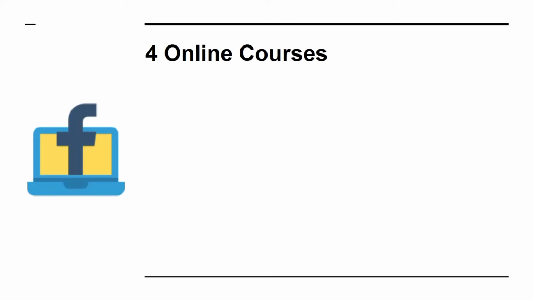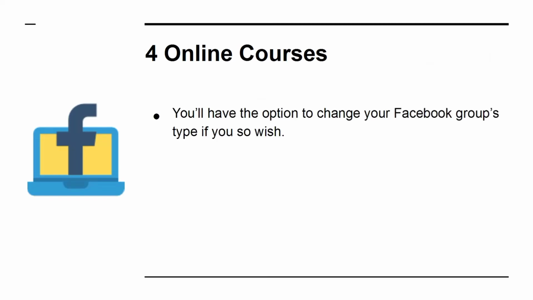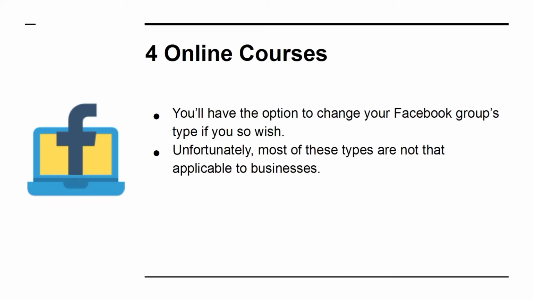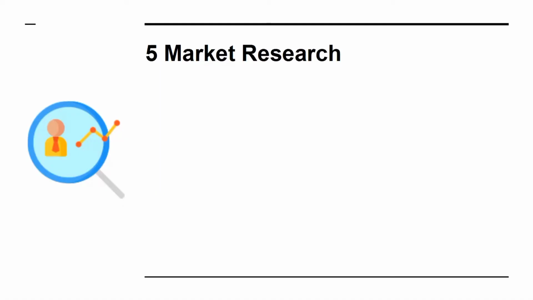4. Online courses. You'll have the option to change your Facebook group's type if you so wish. Unfortunately, most of these types are not that applicable to businesses. The one that is, though, is social learning. This lets you post lessons which your followers can then take. This is a brilliant way to create a service or product that you can then sell through other platforms.